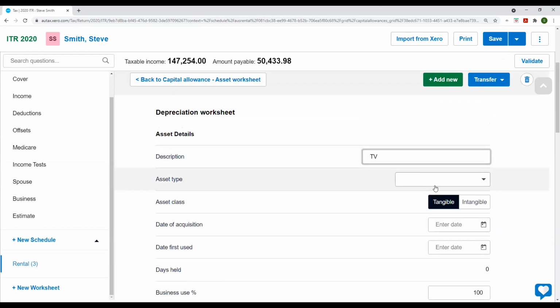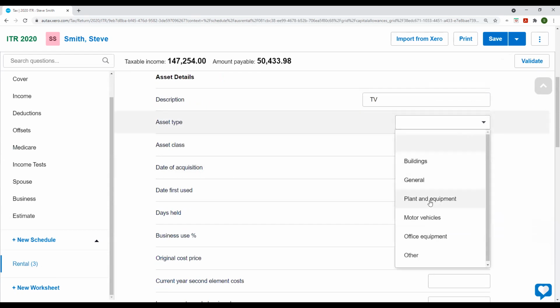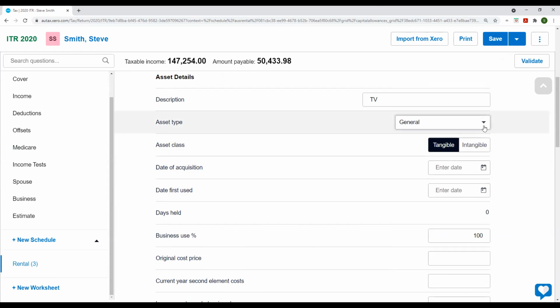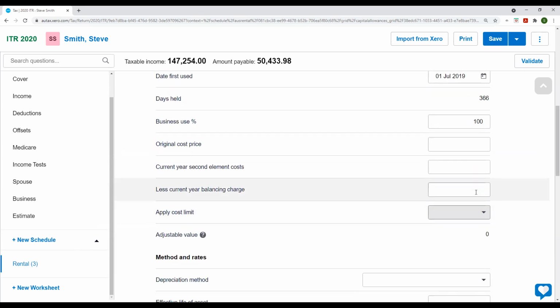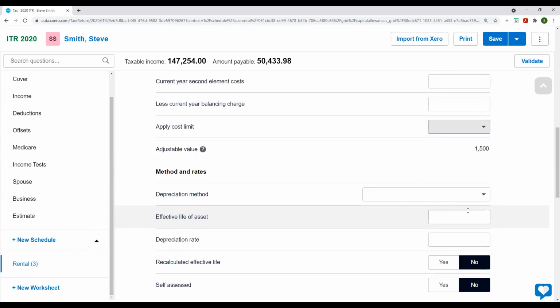So TV, and TVs come under general. I can put plant and equipment maybe. So we said 1/7/2019, and he put it in use the same day. I'm doing 1920. Yep. Said same day you put it in, so 366 days. And he said that he purchased it for 1500.